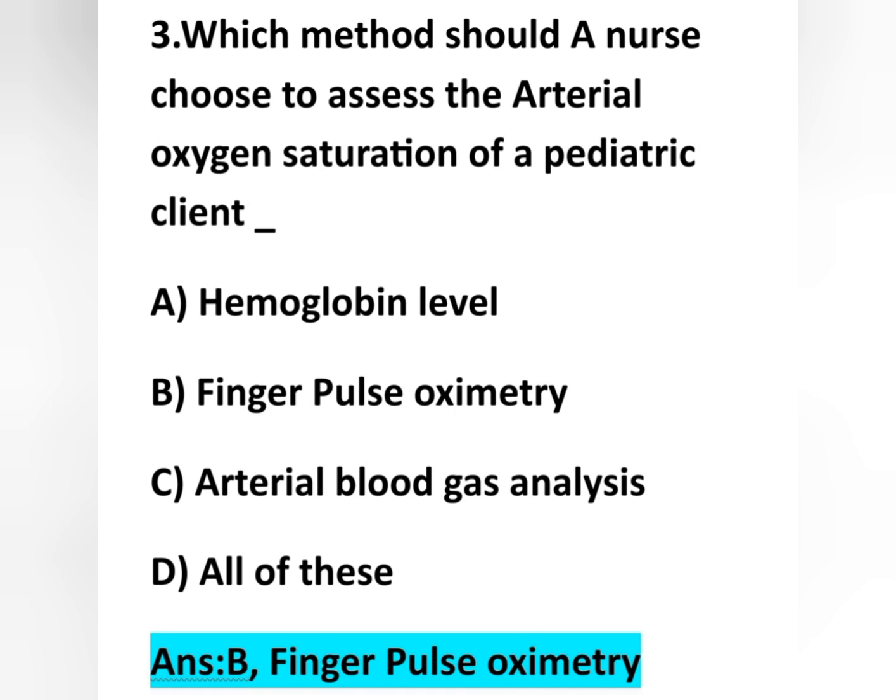Finger pulse oximetry is a non-invasive method which is used to assess the oxygen saturation. If it is not accurate or if it is not getting a reading, then we can go for arterial blood gas analysis. Here the correct answer is option B, finger pulse oximetry.